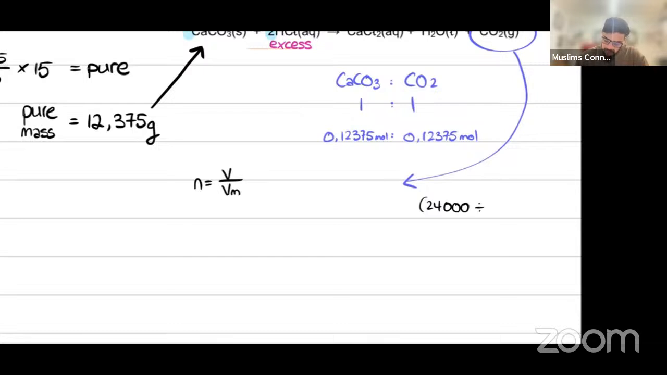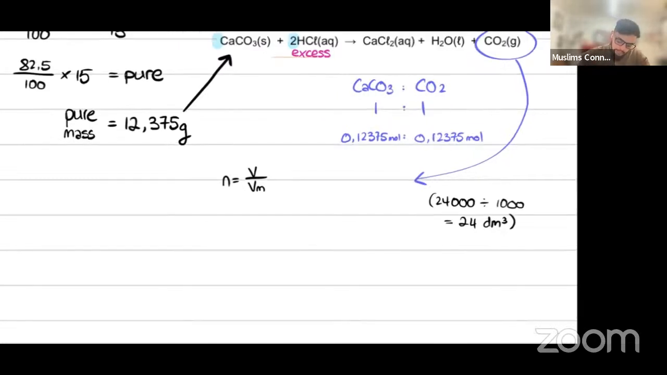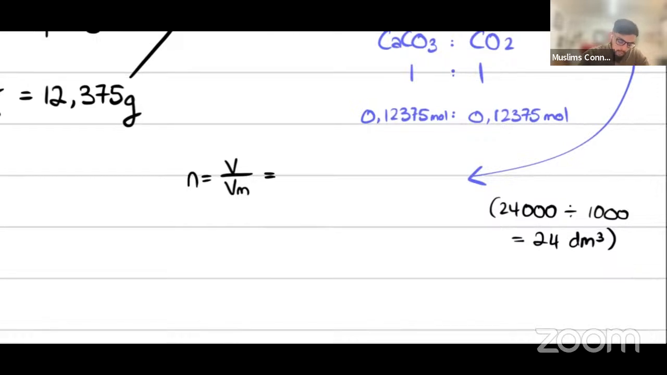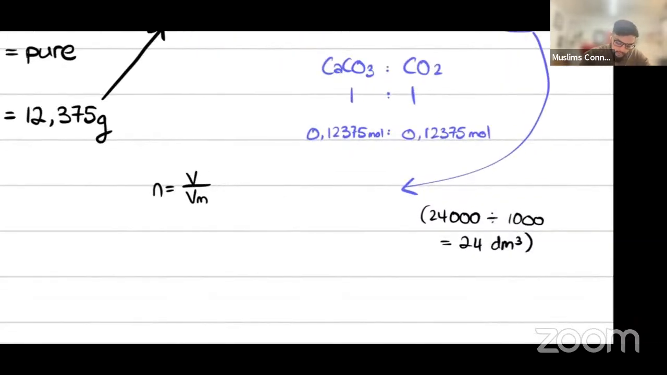And we divide it by 1,000, which gives us 24 decimeters cubed. Okay, these formulas require SI units, and the SI unit for this is decimeters cubed. So volume is what we want to calculate. Moles is what we have. So we say 0,12375 is equal to the volume, which is what we want, divided by the molar volume, which is 24.